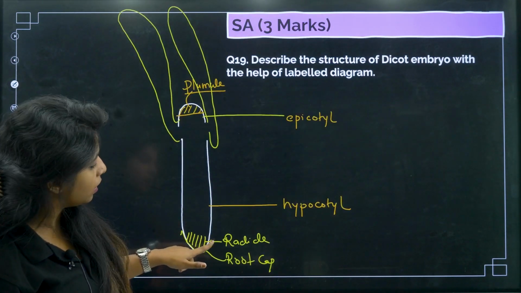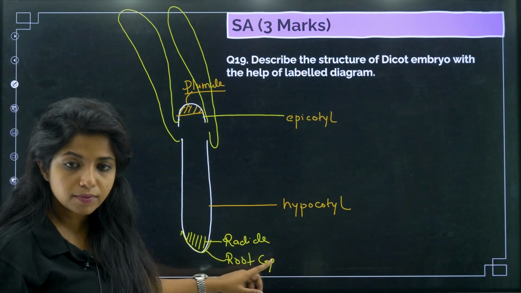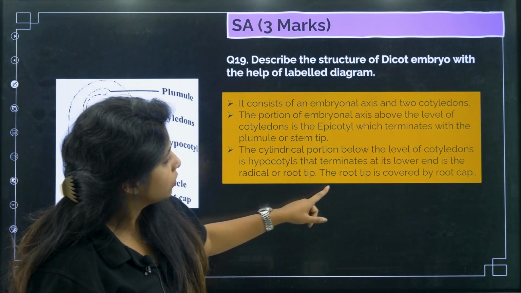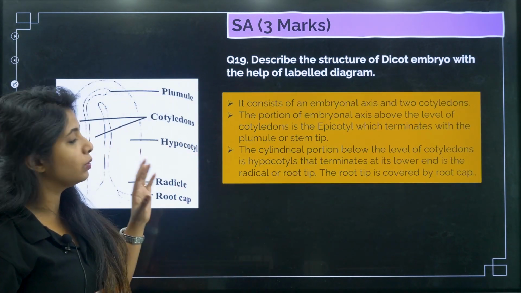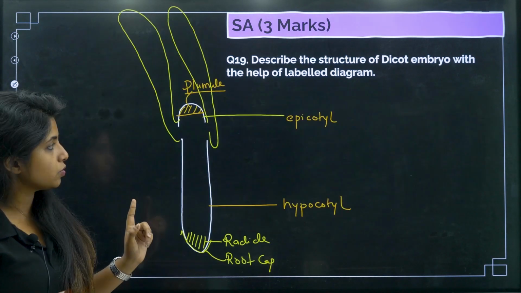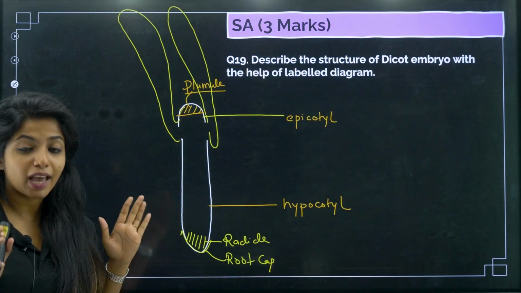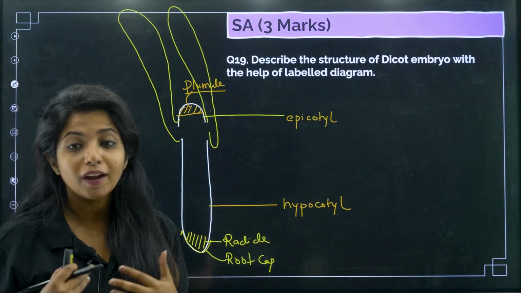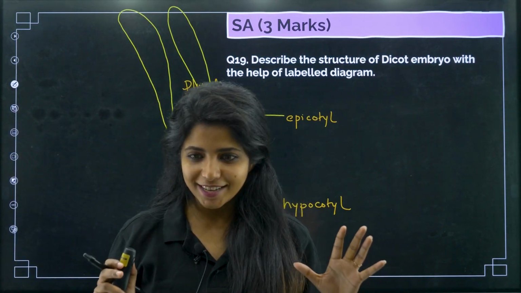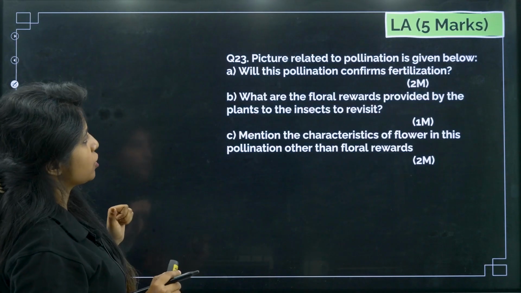and it terminates in radicle, which will be in root tips, and then it is covered by root cap also. The root tip is covered by root cap. This is how you can explain, and this is how you have to practice also. So I hope you understood the basics. Again, when you see the picture, you might not understand. I hope that you have understood what I have tried to tell you. Works? Chalo. Now next question.